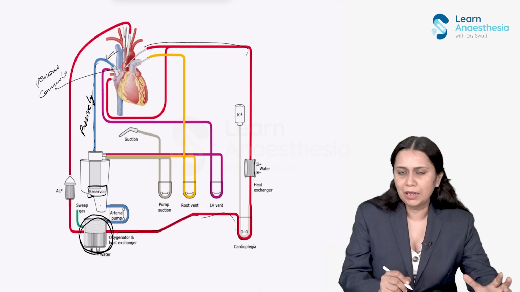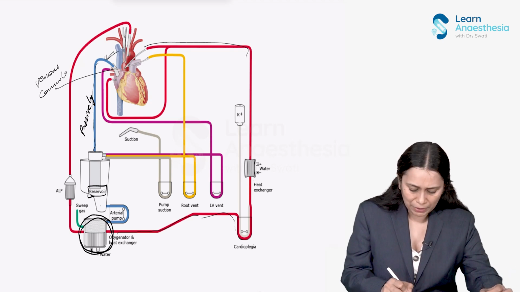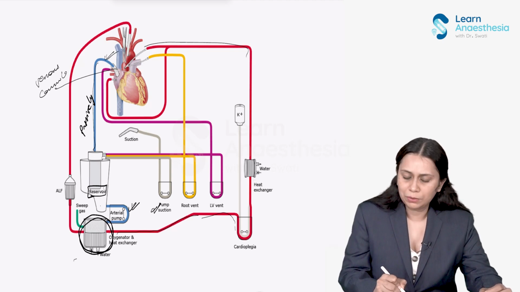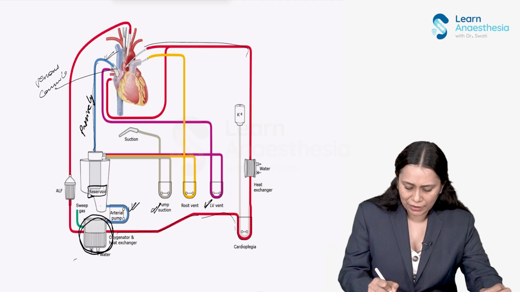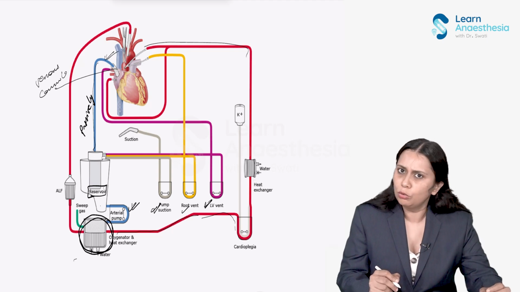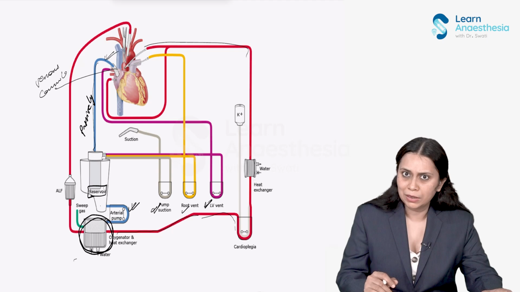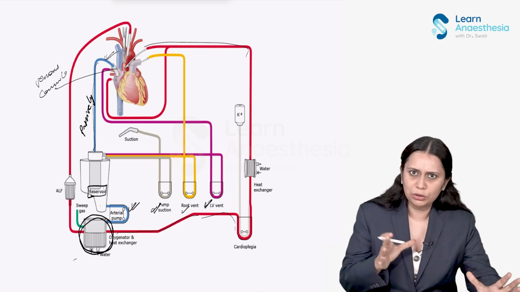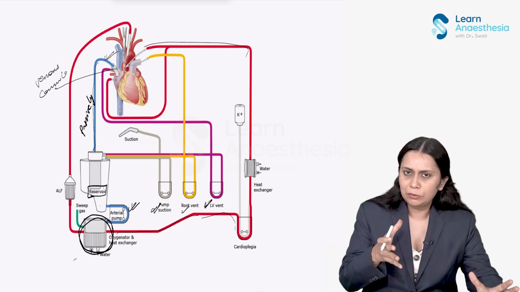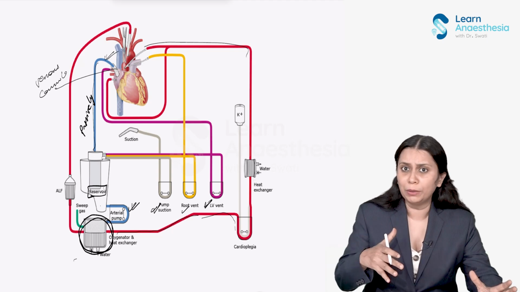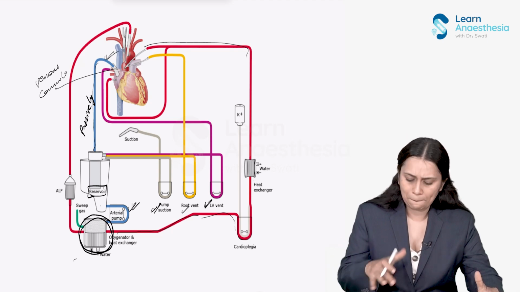And there are many other important pumps apart from the main arterial pump which take the blood into the oxygenator: the suction pump, the LV vent, and there is something called the root vent pump as well. I will talk about these different pumps. First we have to put the cannula, which is connected to the tubing, which in turn is connected to the pump.